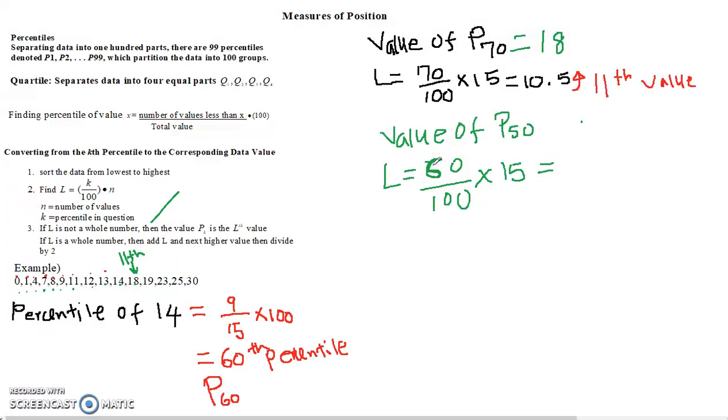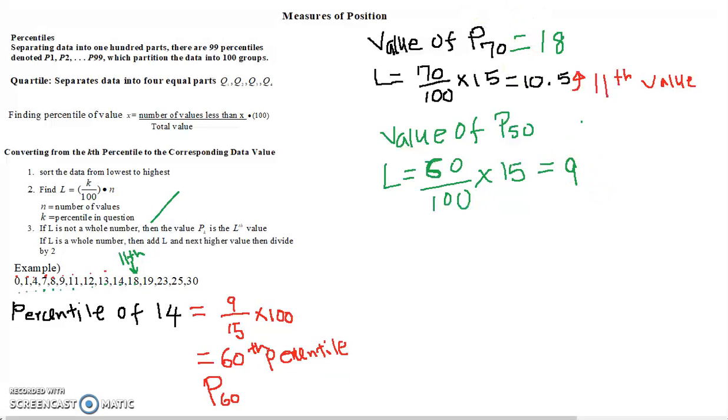Okay, so let's say 60 times 15 is 900 divided by 100. So that's going to be a 9, right? Now this time it's not a decimal, it's just a whole number. Okay? So in that case, what you do is you go to the 9th value, right?